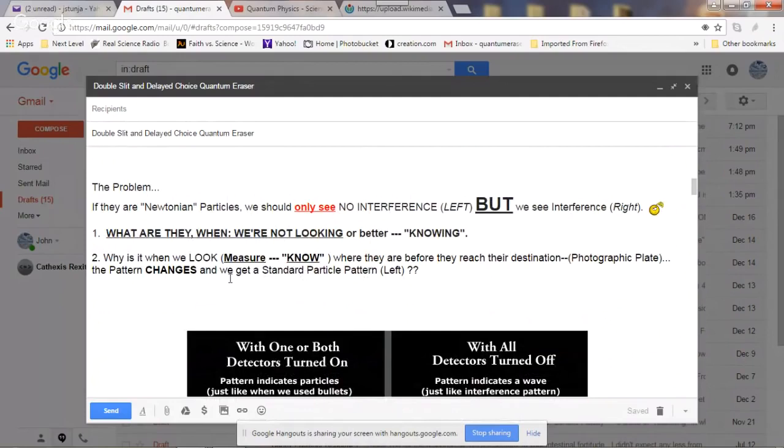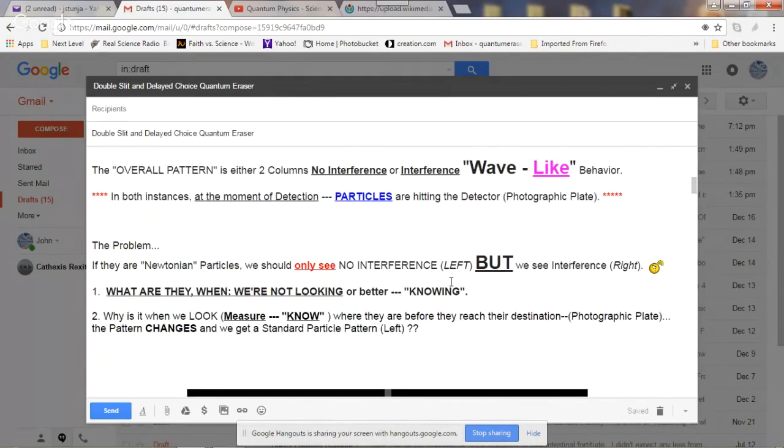The problem is, what are they when we're not looking, or better, knowing? And two, why is it when we look, that is, measure or get to know where they are before they reach their destination, the photographic plate, the pattern changes, and we get a standard particle pattern here to the left.